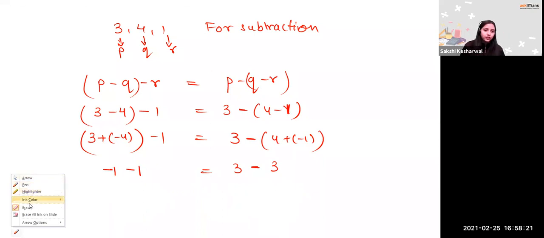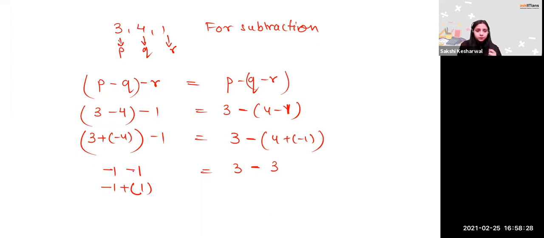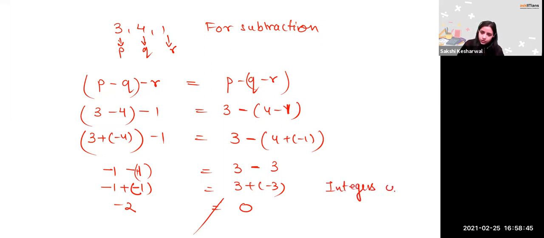I'll clear your doubt. It's like this. See, it will be what? Negative 1 plus 1, because negative 1's additive inverse is what, beta? This is positive 1, right? So this is going to be negative 1. So this will be what? Minus 2. And this is equals to what? 3 plus minus 3, which is equals to what, beta? 0. So they are not equal. So we say that integers are not associative under subtraction, right?